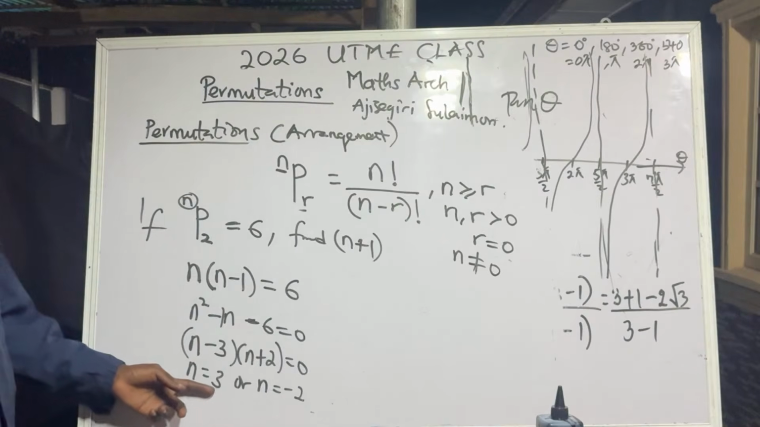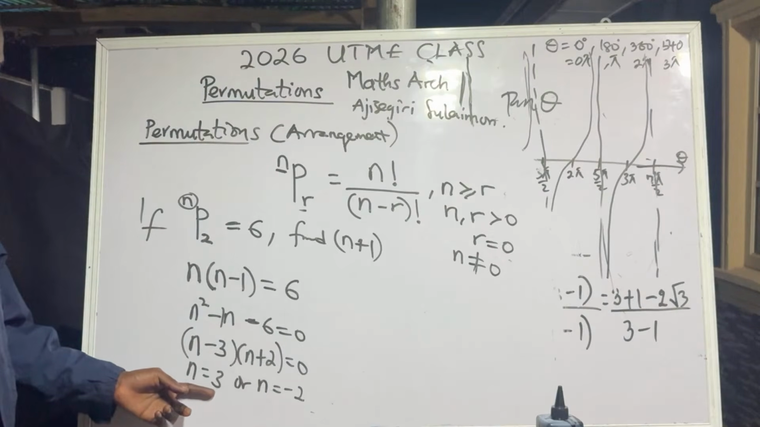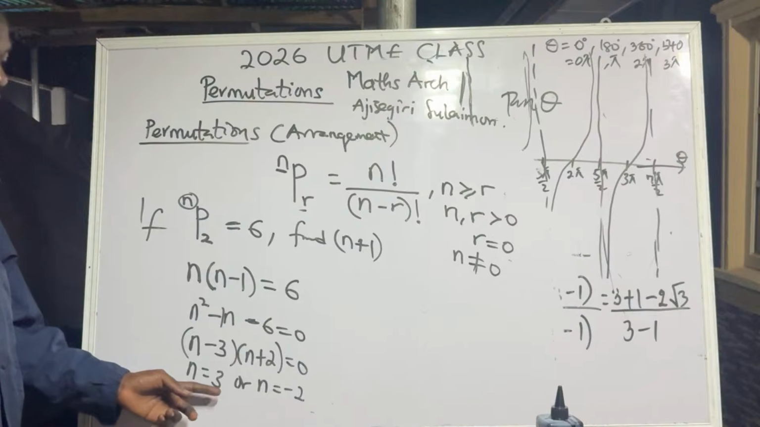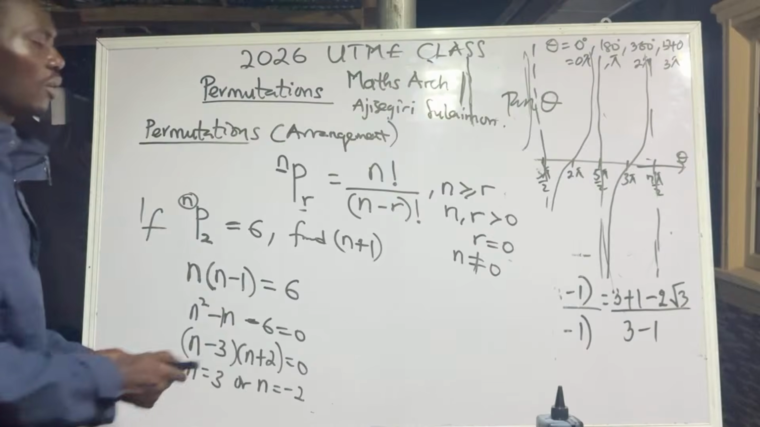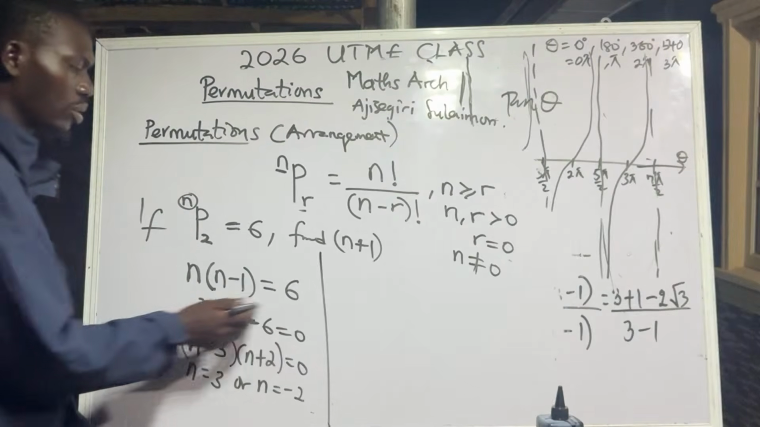So moving on, n is 3. Now, putting it here, 3 plus 1, that was what? 4. But instead of that, some people already know it from here.